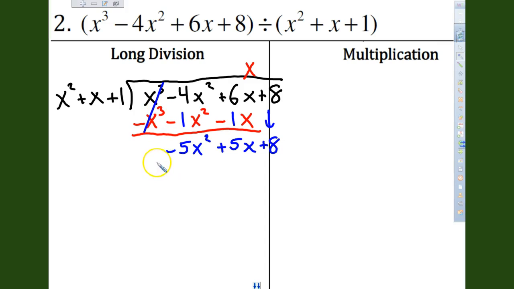All right. So what do we need here? X squared times what is -5x squared? Yeah, just -5. So -5 times x squared, switch the sign, plus 5x squared. -5 times x is -5x, change the sign, plus 5x. -5 times 1 is -5, change the sign, plus 5.